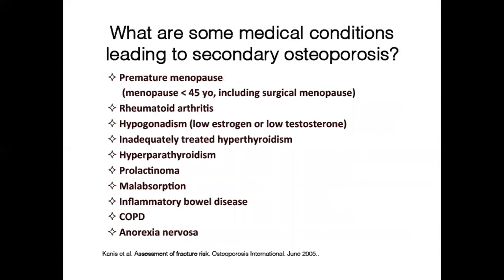So what are some medical conditions leading to secondary osteoporosis? Premature menopause, rheumatoid arthritis, hypogonadism, inadequately treated hyperthyroidism because of the high bone turnover, because remember, in hyperthyroidism, all the metabolic processes are at increased rates. Hyperparathyroidism, of course, prolactinoma causing hypogonadism, malabsorption, IBD, COPD, and anorexia nervosa.